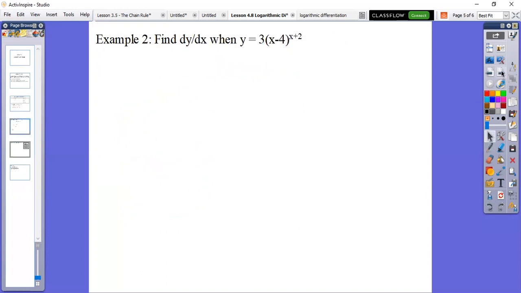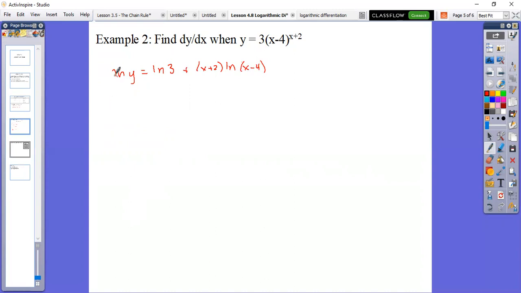So let's take a look at one more example. So let's say that I have y equals 3 times (x minus 4) to the x plus 2. So again, I have a variable in the exponent. So let's try and use logarithms to simplify this a little bit. So if I take ln of y, if I simplify this side using logarithm rules, this would be ln of 3 plus (x plus 2) times ln of (x minus 4).